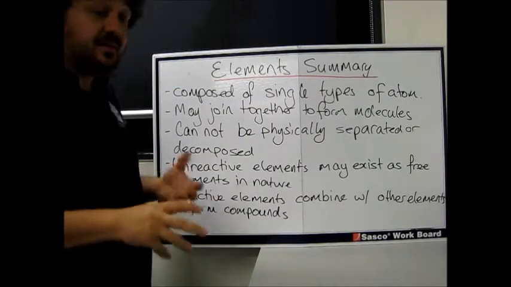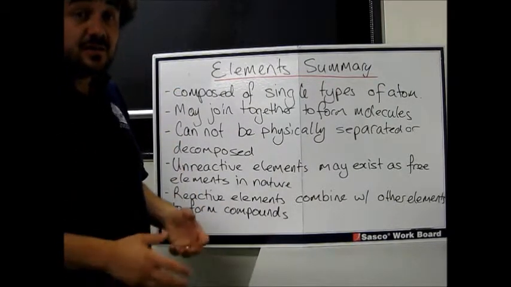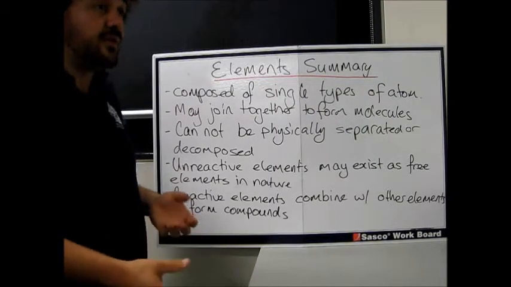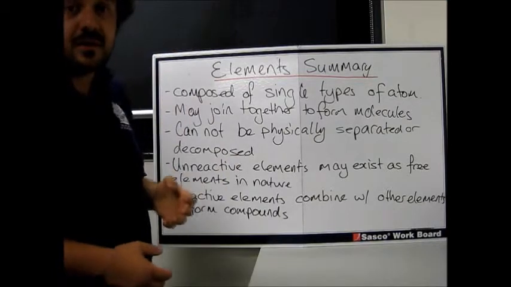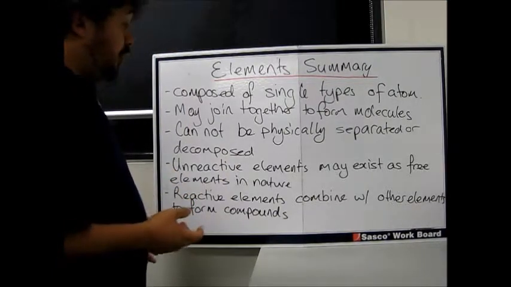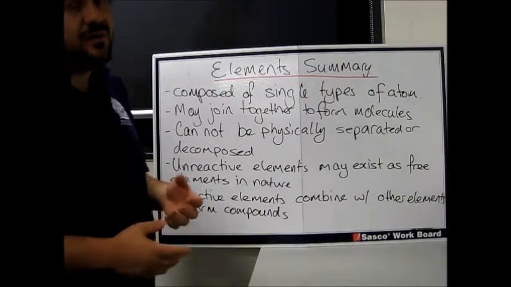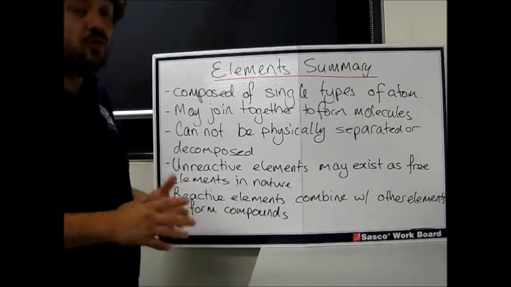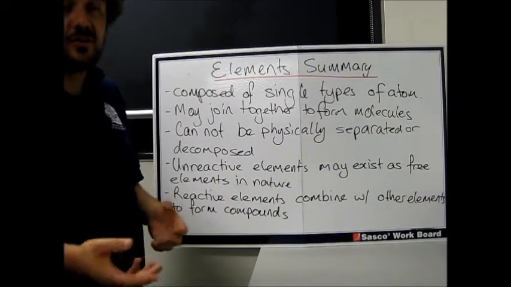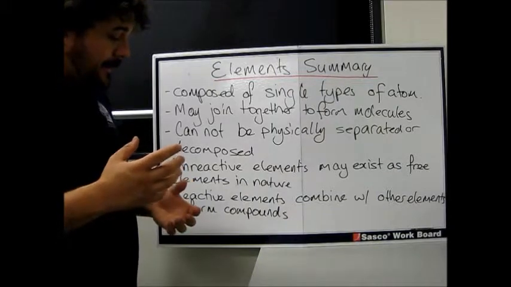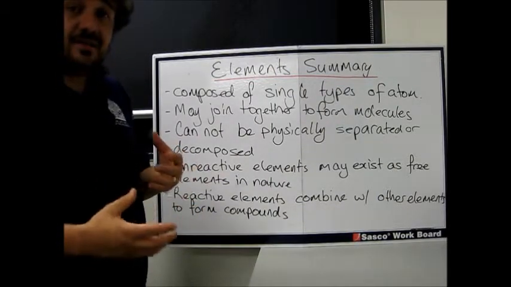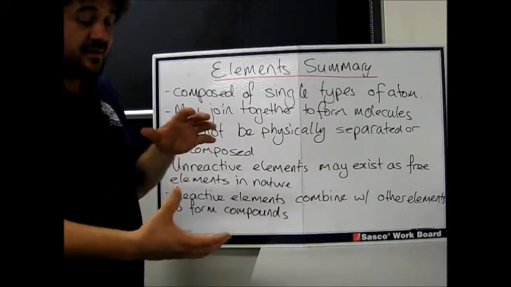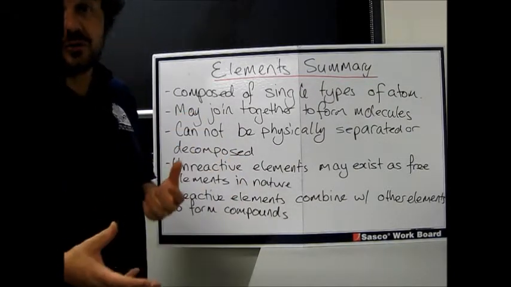Unreactive elements may exist as free elements in nature. Okay, that's straightforward. If it's not going to react with anything, it'll just exist on its own. Gold and platinum are examples of that. Reactive elements, though, we rarely find them. Sodium is super reactive, and that's why it causes explosions when mixed with water. So it reacts in nature, and we get it as sodium chloride or rock salt.